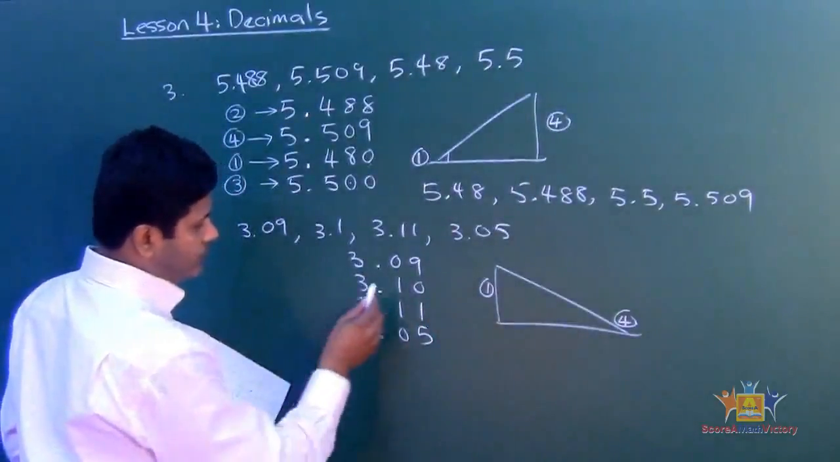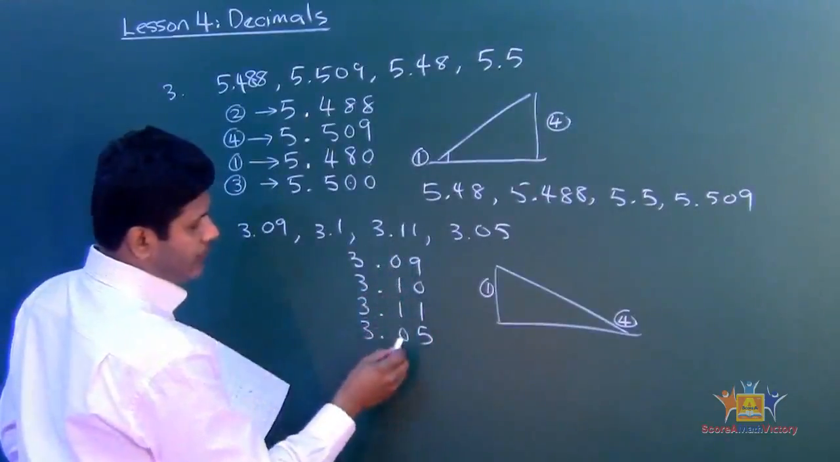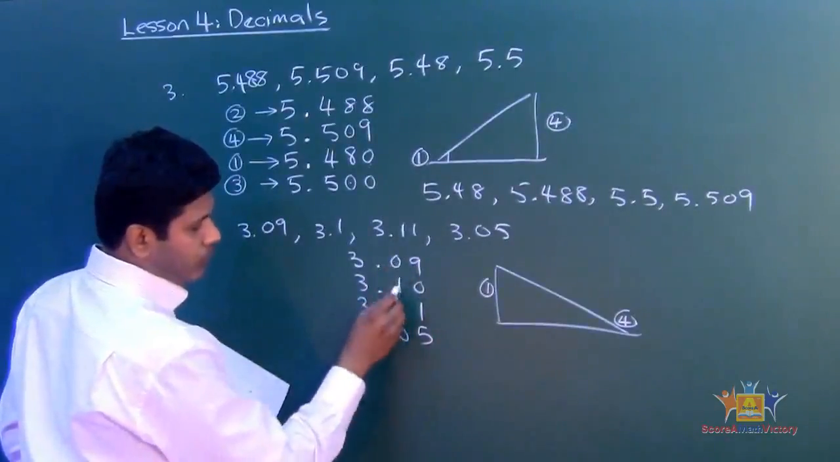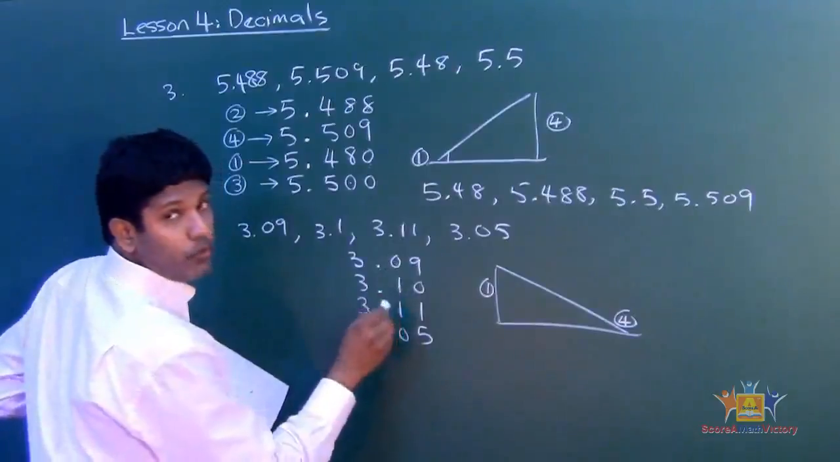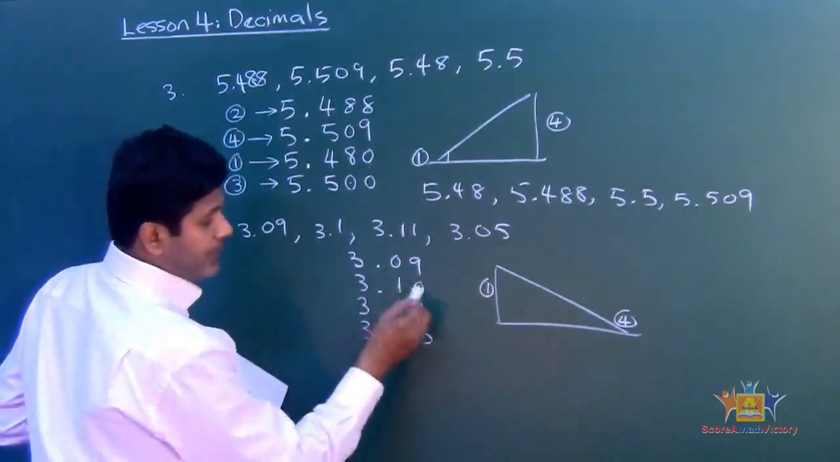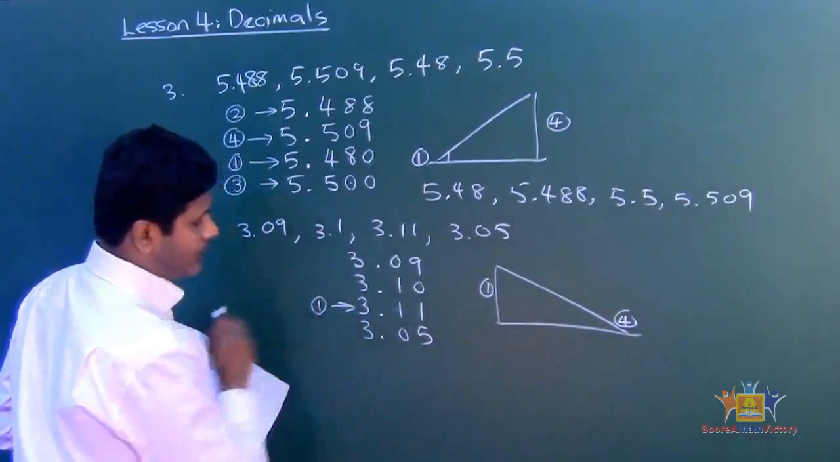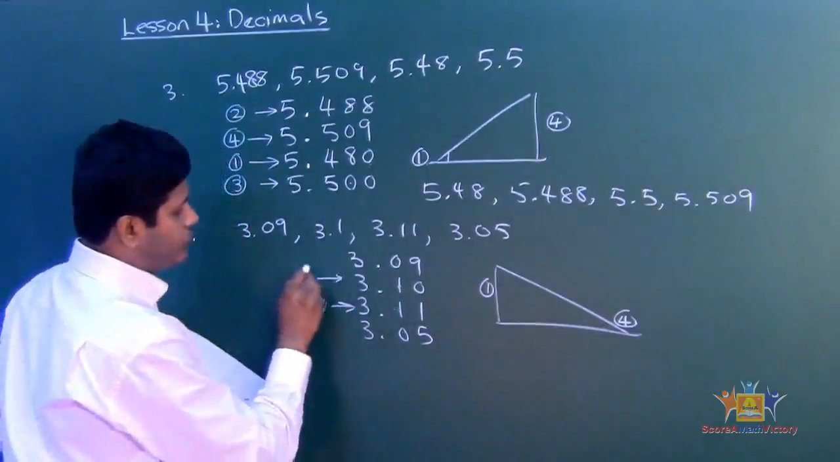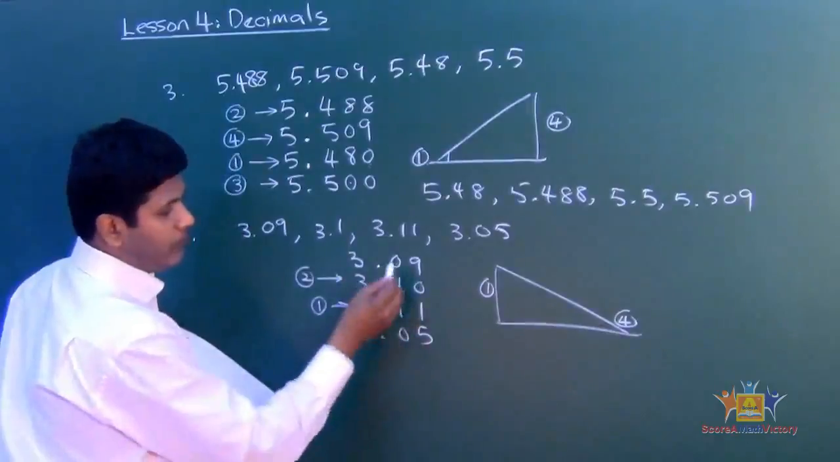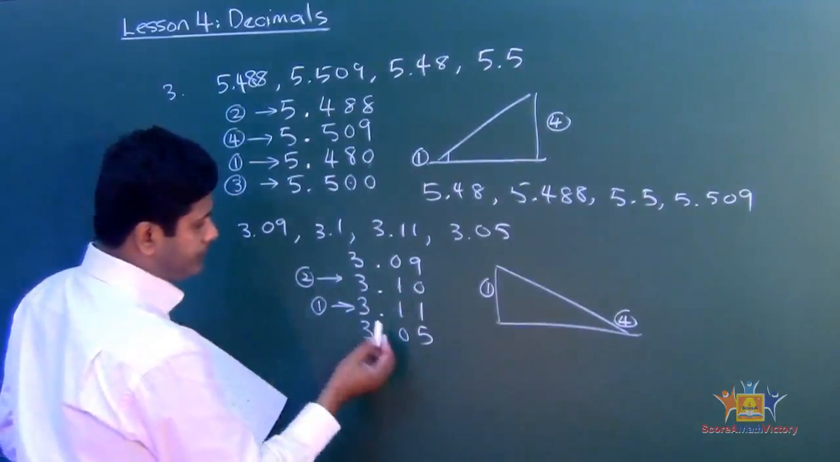So now I'm looking for the biggest one. 0, 1, 1, 0. 0 and 0 are smaller than 1 and 1. So between these two I've got to find out which one is bigger. The next digit is 0 and 1. This is going to be my 1, and this is automatically going to be the 2. Now between these two I'm going to compare and find out who's going to be the 3.